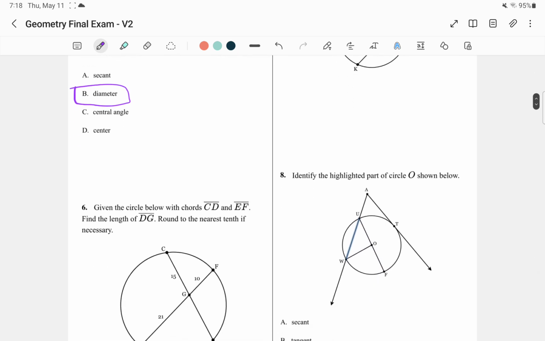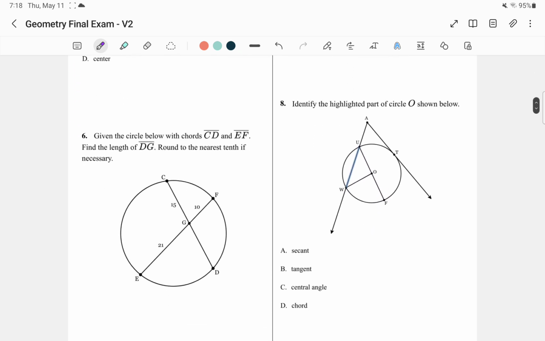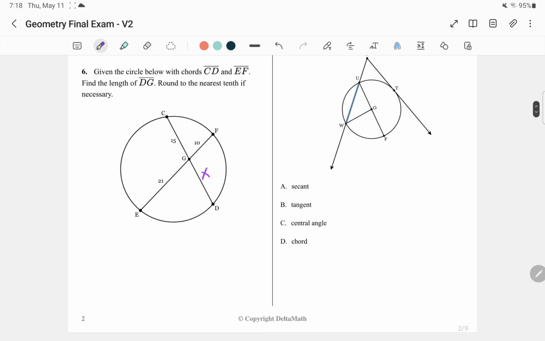All right, number 6. Given the circle below with chords CD and EF, find the length of DG, which is right here, round to nearest tenth. So we're going to take the parts of the chord. So let's look at this chord first, this chord from E to F right here. We're going to take each part of that and multiply it. So 21 times 10. That's going to be equal to our other chord that we're, again, multiplying. So 15 times X.